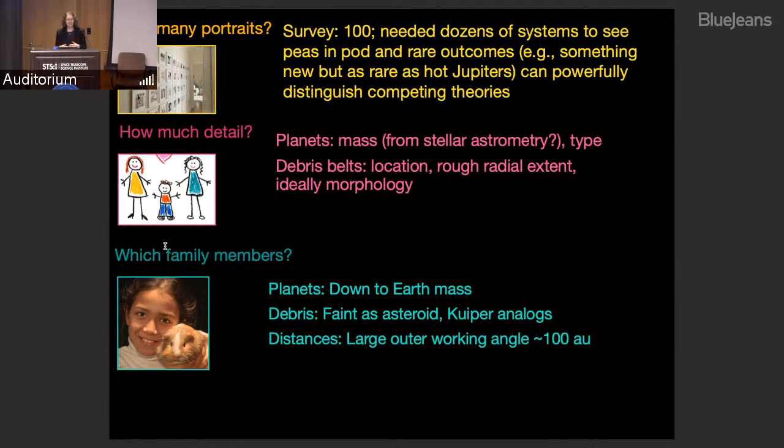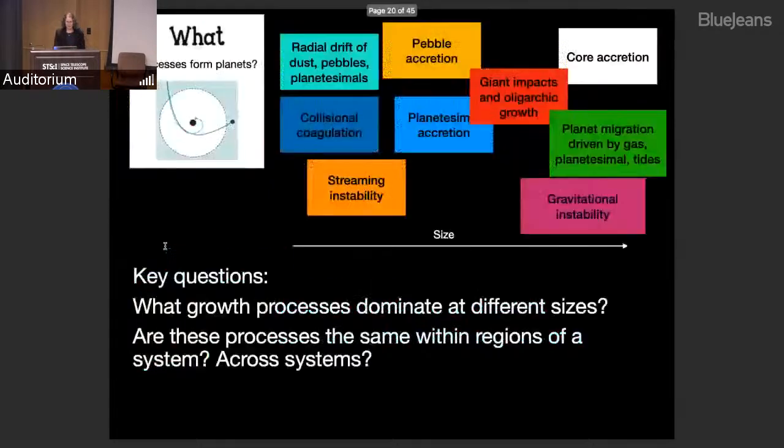And weighing in on this question that we had about the working angle, I think it should be large and ideally go out to 100 AU so that we can see free outer planets, those that are at least detectable. There's definitely some room for debate about that exact number, though, I agree.